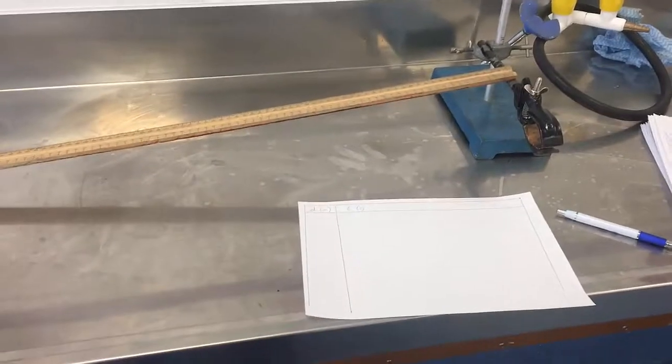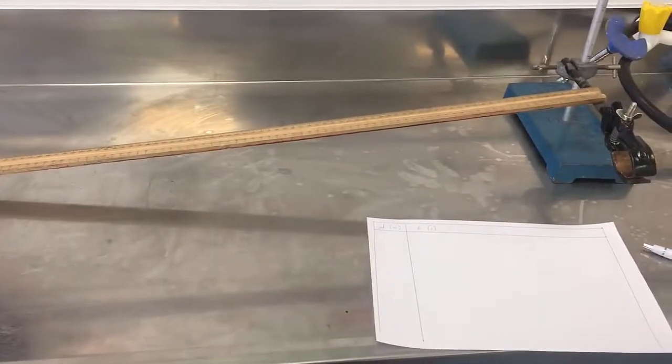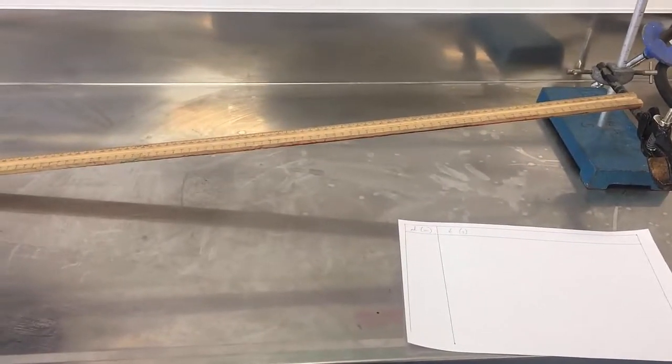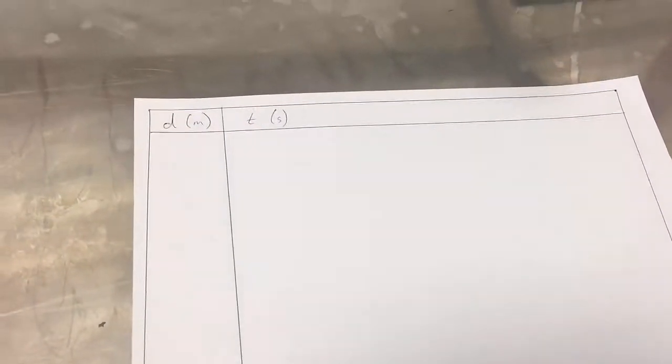So here's my setup for the marble down the ramp experiment, where we're going to be investigating the relationship between distance down the ramp and time for a marble to travel. I've got my data table ready and I've set up a ramp.